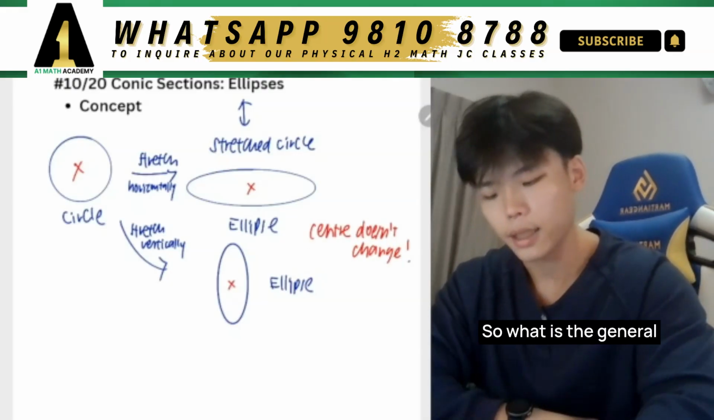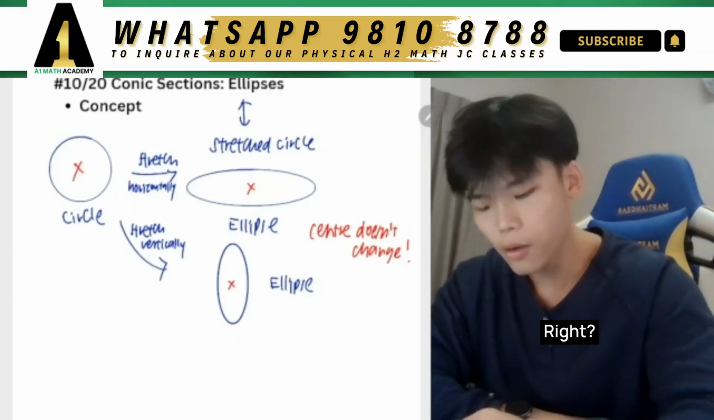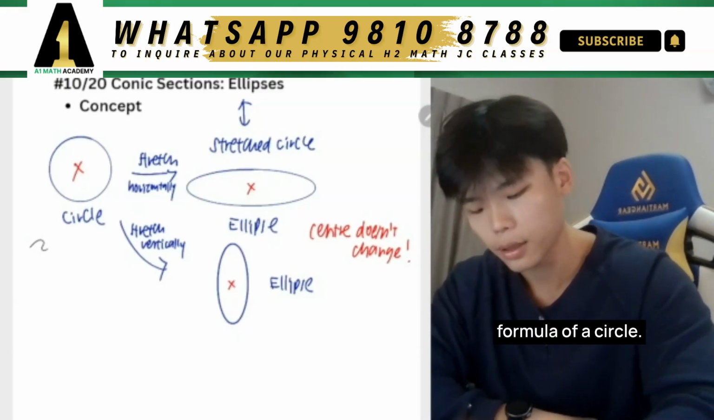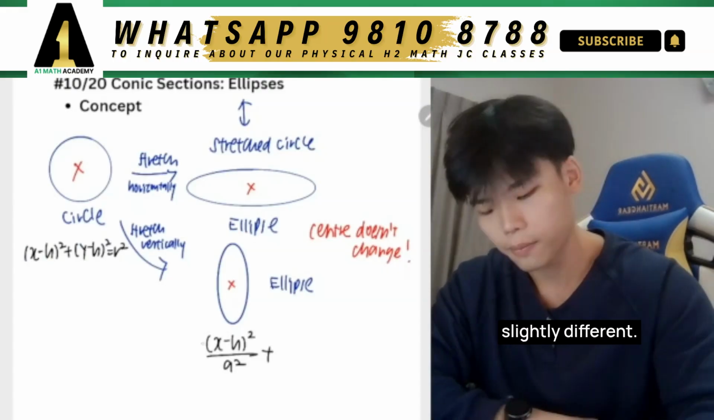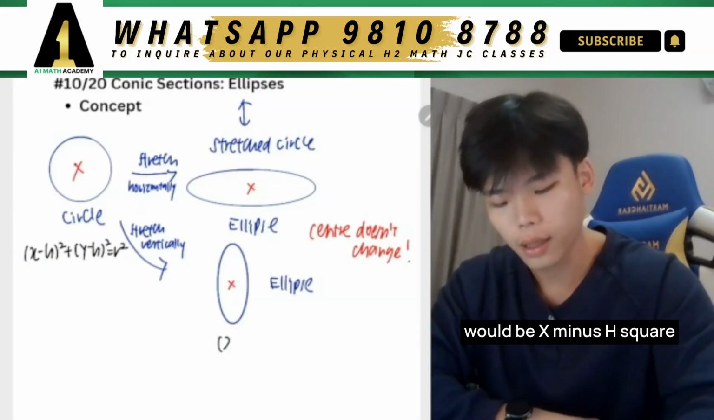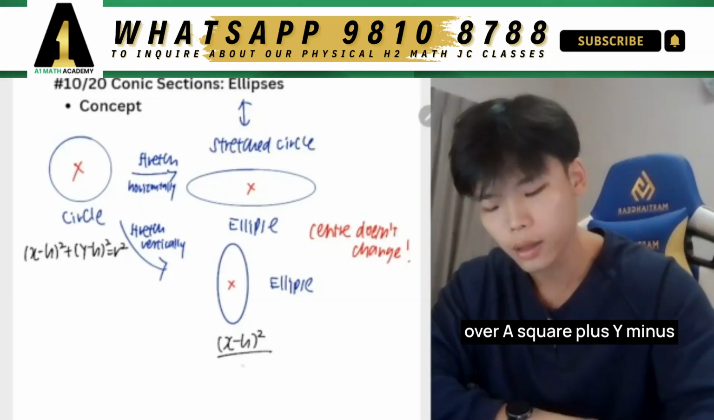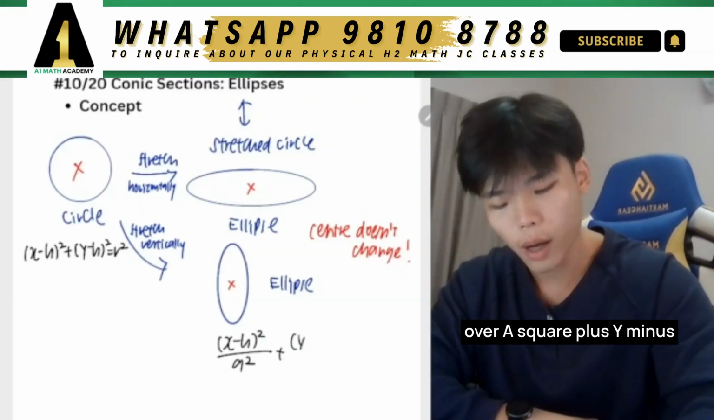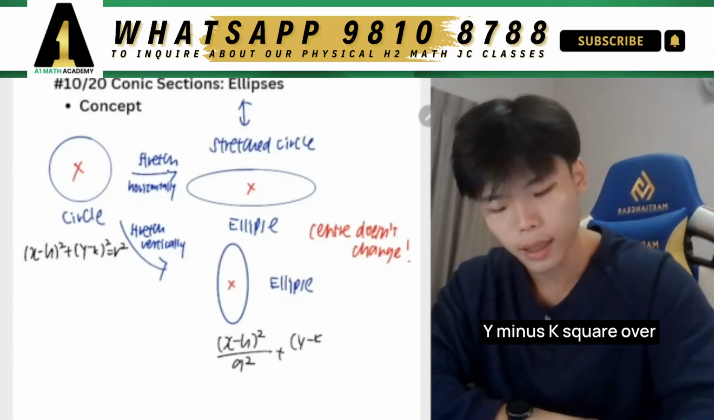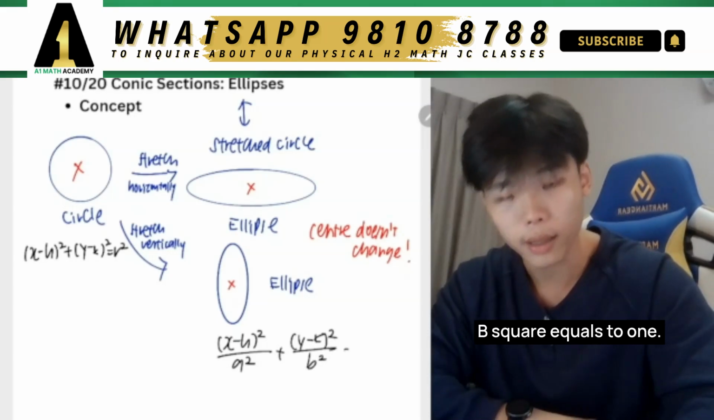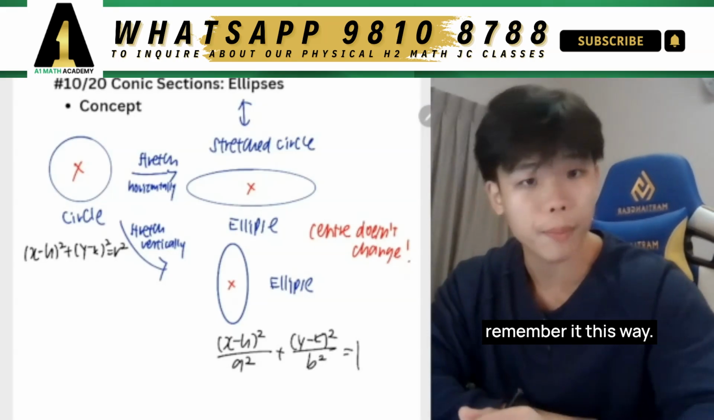So what is the general formula of an ellipse then? Recap the general formula of a circle. Typically, we use the standard form, so it will look something like this. But for an ellipse, it's slightly different. The ellipse general formula would be (x minus h) squared over a squared plus (y minus k) squared over b squared equals 1. So you can just remember it this way.